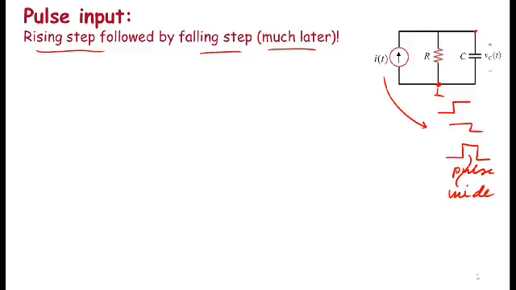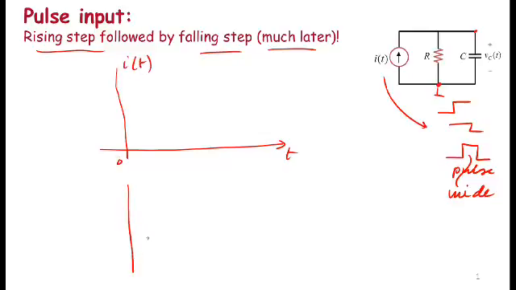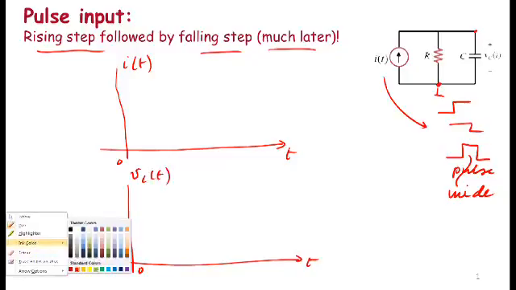Okay, so for a pulse input, let me draw out a couple of axes so that we can look at the waveforms here. So this is t, this is 0, and these are my axes for the current. Then let me draw a couple of axes for the output voltage VC of t. Let me switch colors. Let me go to green.